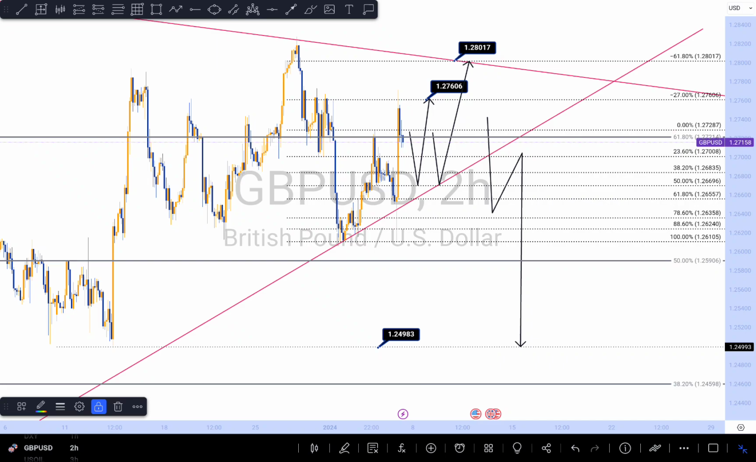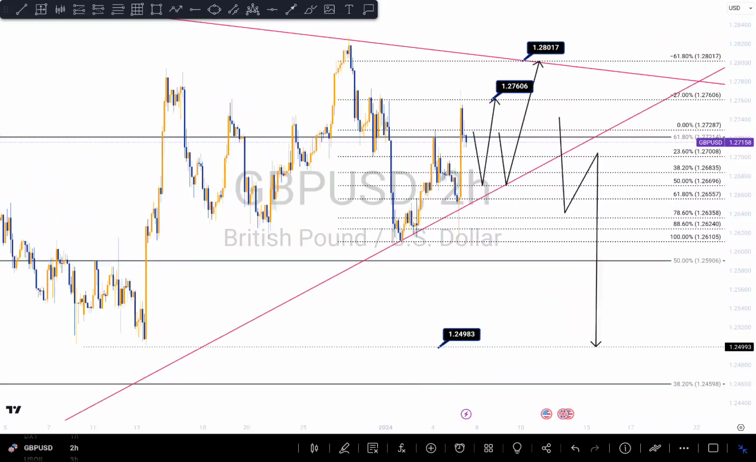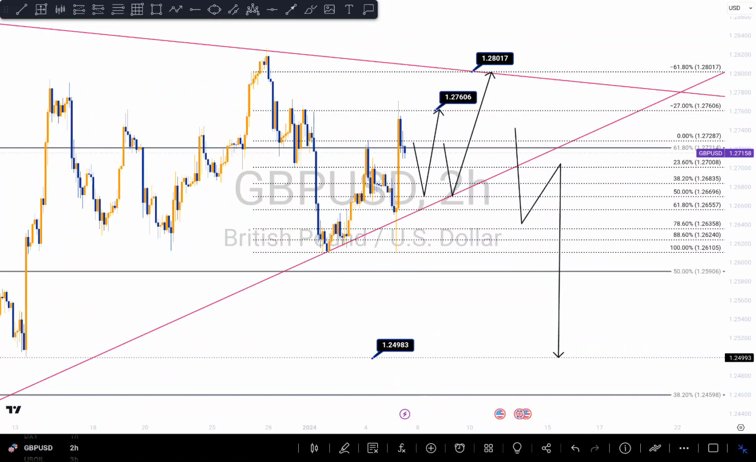So guys, let's see how the market plays out. Then we're going to react to the market based on how it plays out. This is my quick thought on GEO, guys. Hope you find it helpful.